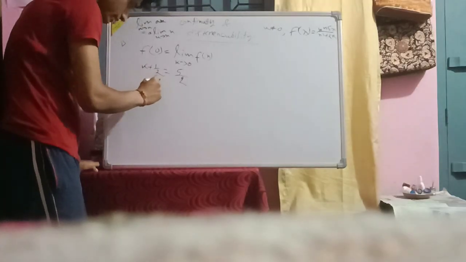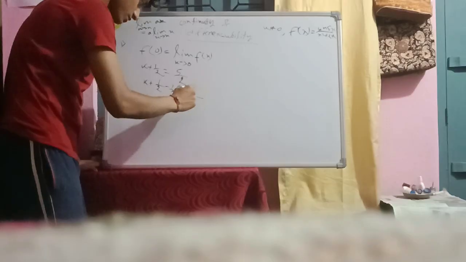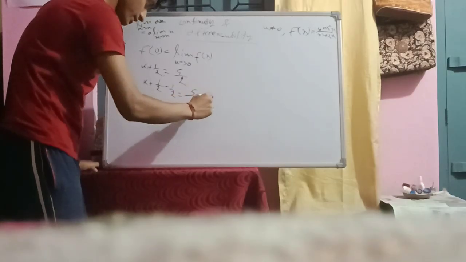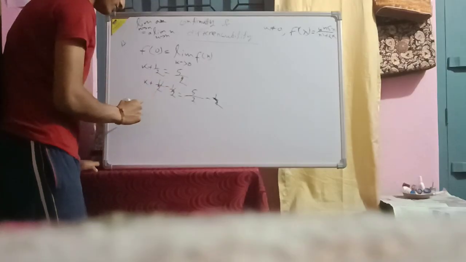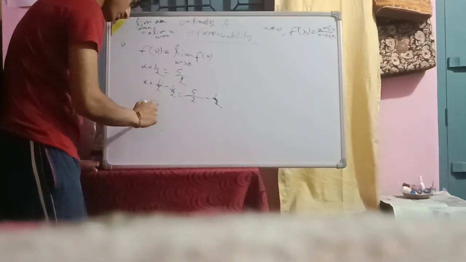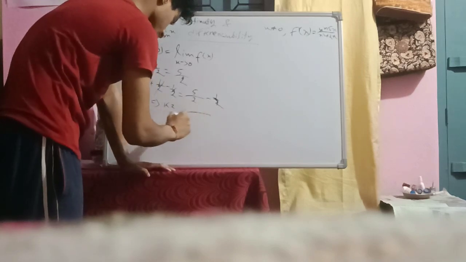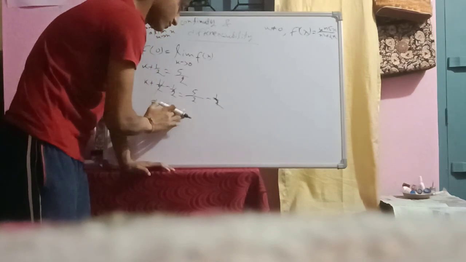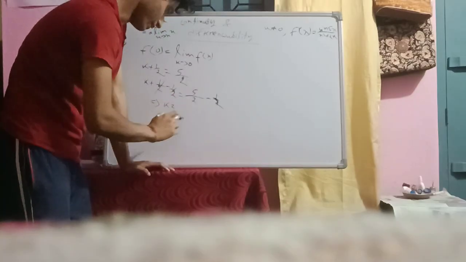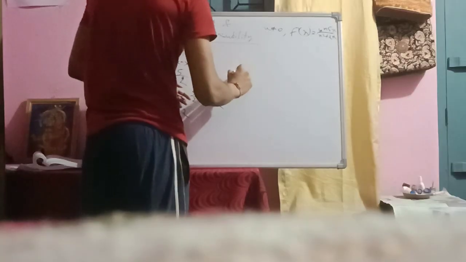Again, this can be rewritten as k plus half minus half equals 5 over 2 minus half. This and this cancel out each other, and we are left with k equals, I mean, this can definitely be done the easy way. 5 over 2 is 2.5, and this is just 0.5, so we'll just be left with 2. And the answer is k equals 2.